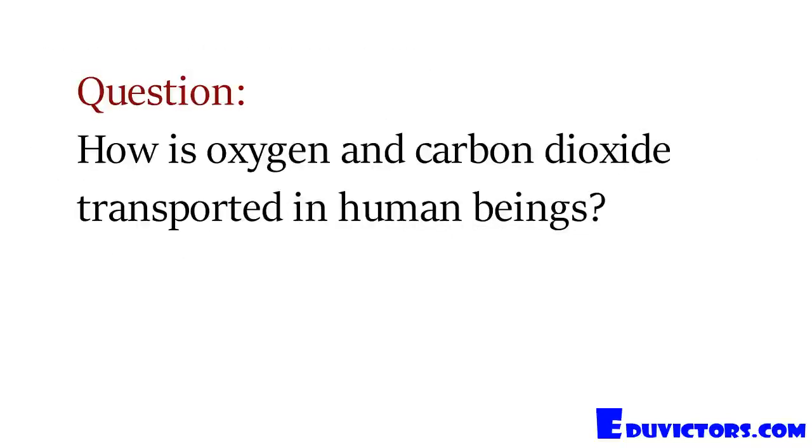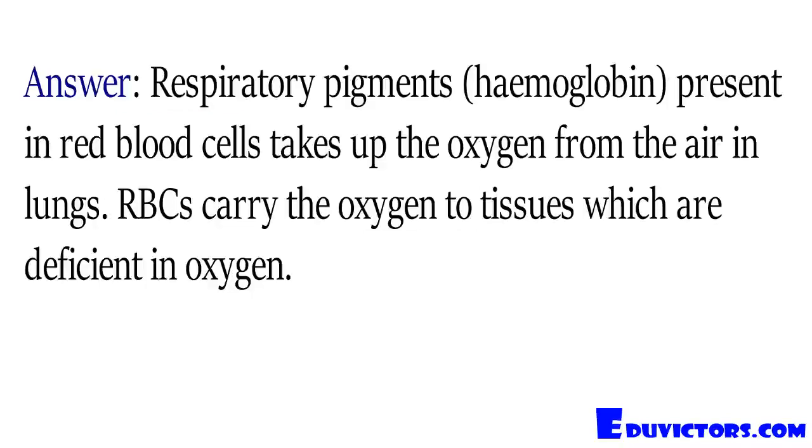Question. How are oxygen and carbon dioxide transported in human beings? Transport of oxygen. The respiratory pigment hemoglobin present in red blood cells takes up the oxygen from air in the lungs. They carry the oxygen to tissues which are deficient in oxygen.